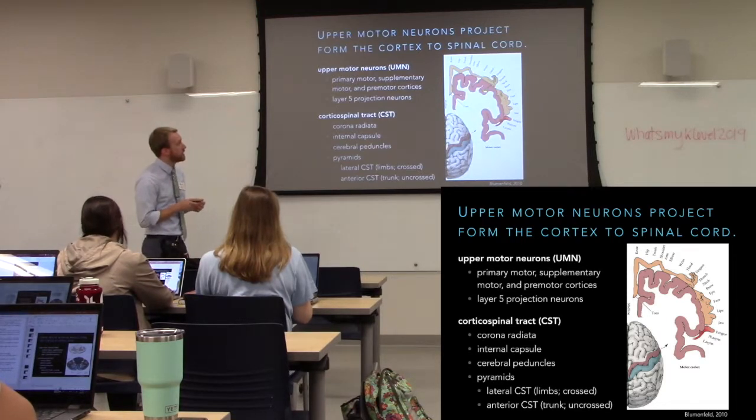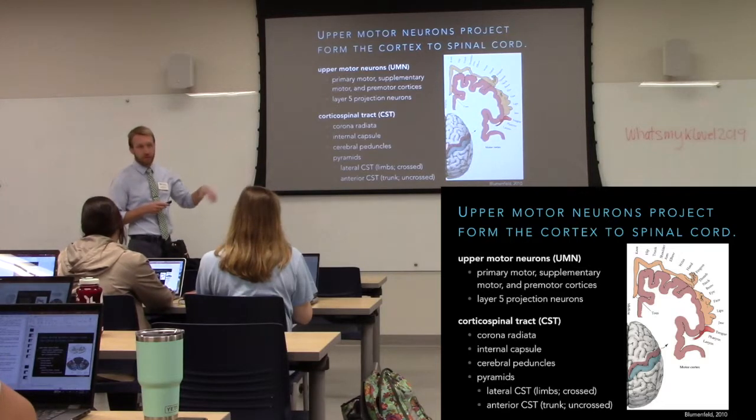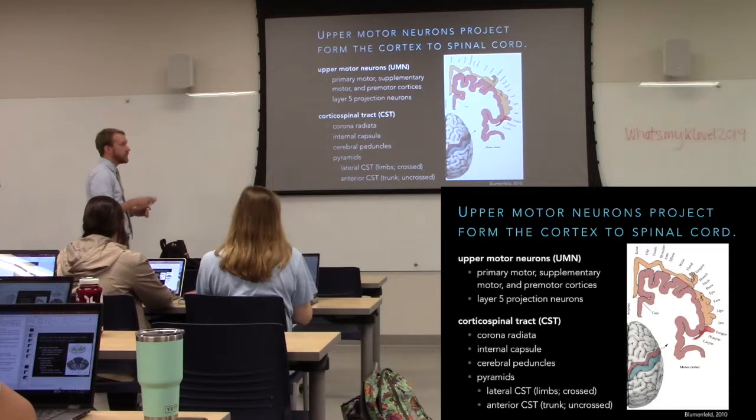You want the neurons in the fingers to be able to communicate with the other neurons in the fingers so they can all work together. Putting them close to each other facilitates that. So we have a body map here. These are our upper motor neurons.